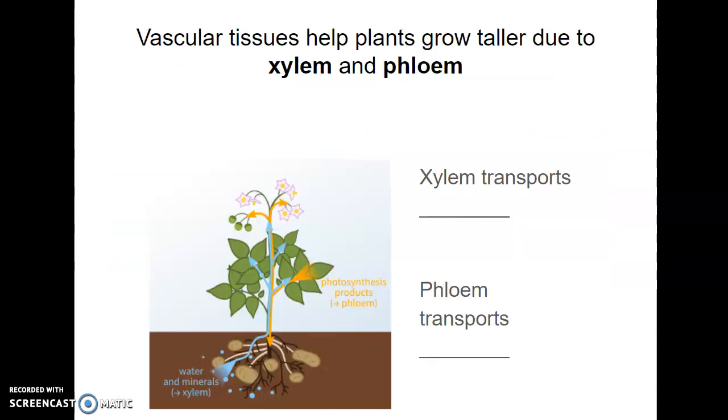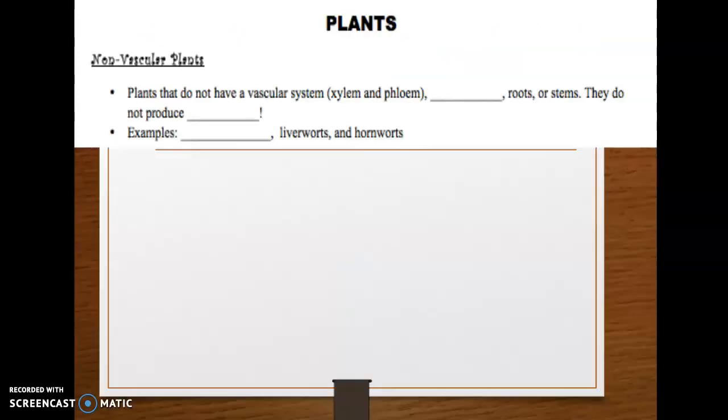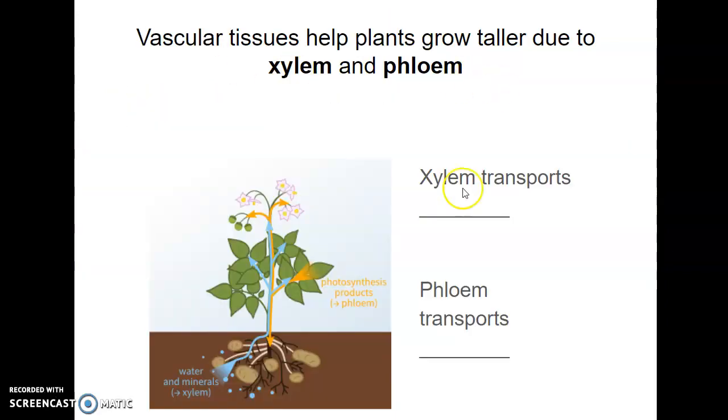So nicely done. We actually categorize plants based on whether or not they have this thing called vascular tissue. Vascular tissues can transport water and food throughout the plant. So let's take a look at the different types of vascular tissue. Xylem, as you guys know from before, is going to transport water, and phloem is going to transport food. It was supposed to show up right now, but let's just go ahead and write that on our notes. Xylem transports water, and phloem transports food.